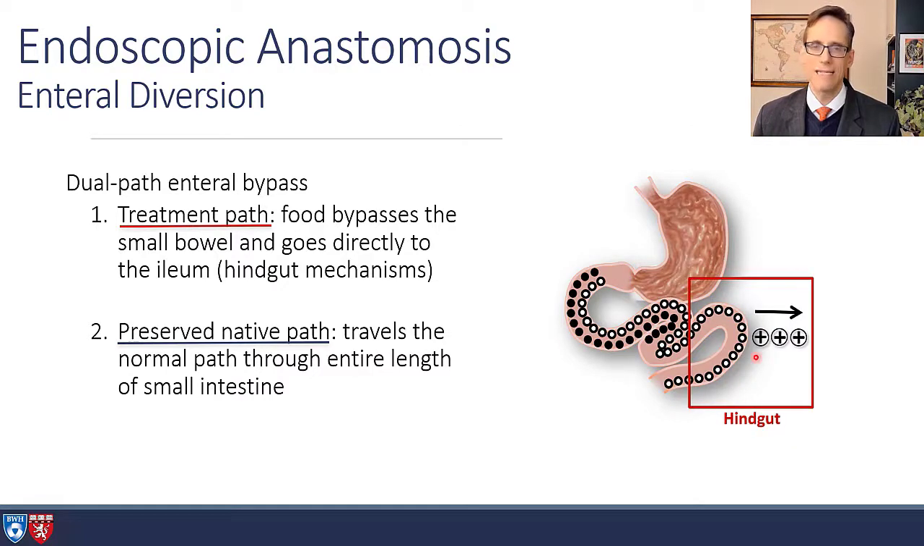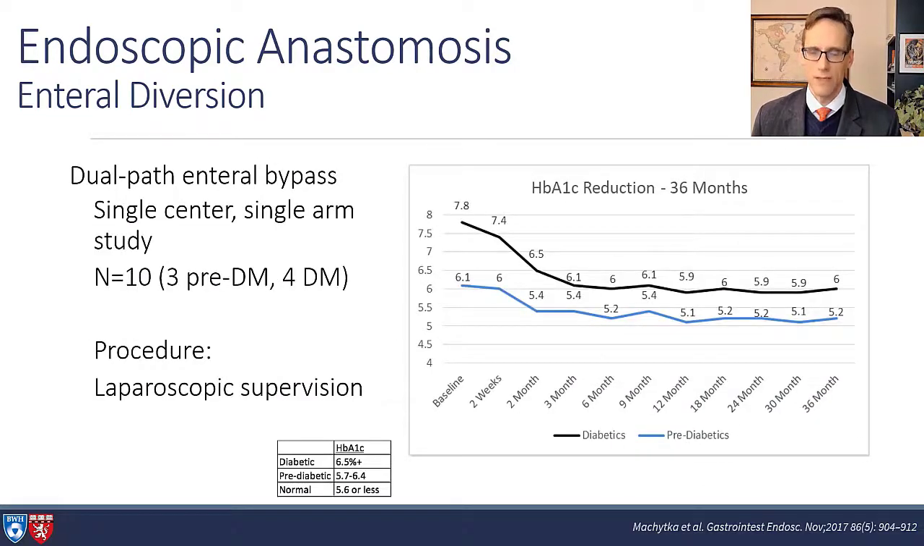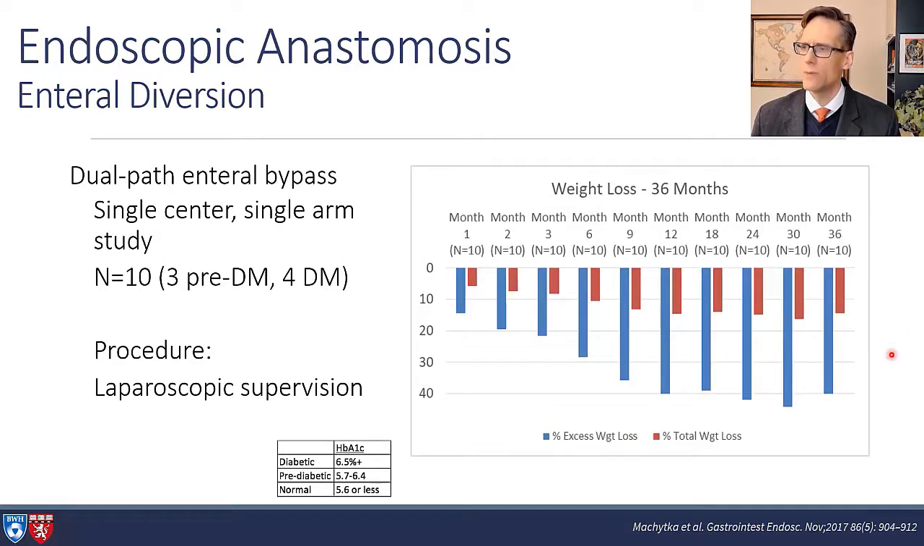And this only really has hindgut effects. We're augmenting incretin signaling, but we're not really doing anything to that proximal small bowel. These are results of a pilot study looking at the dual path enteral bypass. 10 patients, 3 were pre-diabetic, 4 diabetic, had laparoscopic supervision with this as well. And you can see diabetic patients, the A1C dropped from 7.8 down to 6, and the pre-diabetics dropped from about 6.1 down to 5.2-ish. And there was also about a 14% total weight loss here. And this is at 3 years, so good durable outcomes.